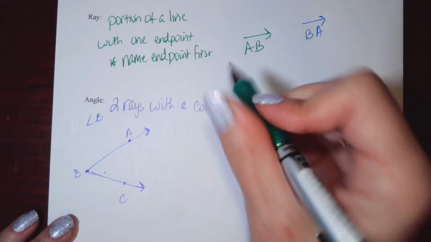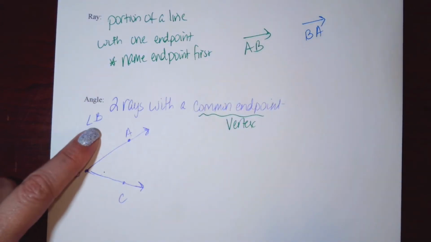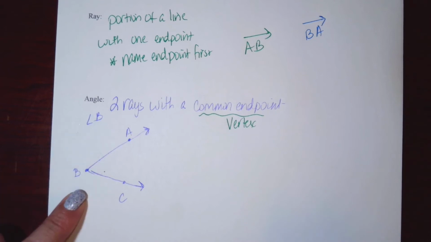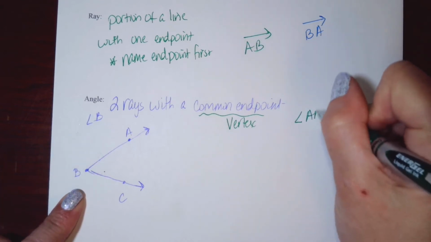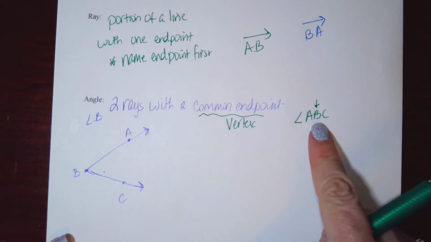Now, that common endpoint is called a vertex. I can choose to name the angle by its vertex, or I could name it ABC. We don't get into a lot of that. If I choose to name it using the points on the rays, I always put that vertex in the middle.